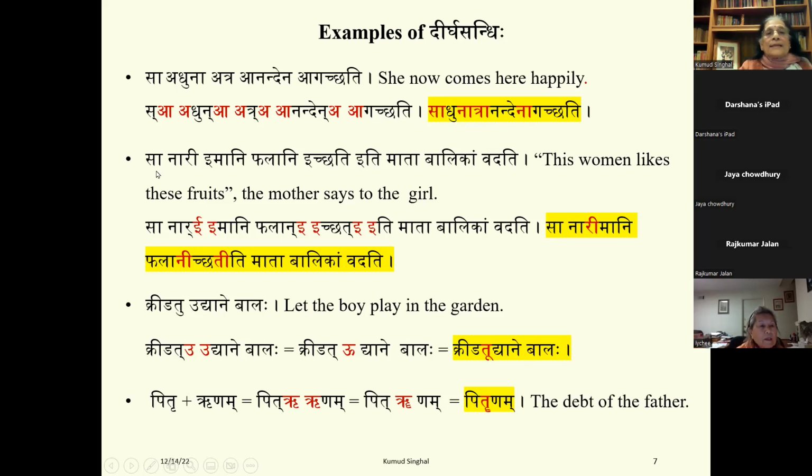The next example: Sa nari imani phalani ichhati iti mata balikam vadati. Sa, that woman. Imani is a pronoun, these, it is qualifying phala, phalani, phalam, phale, phalani, bahuvachanam. Ichhati, iti. In Sanskrit, there are no quotation marks, so iti is used as a quotation mark. Mata, balikam, to the girl, vadati, says. So this woman likes these fruits, the mother says to the girl.